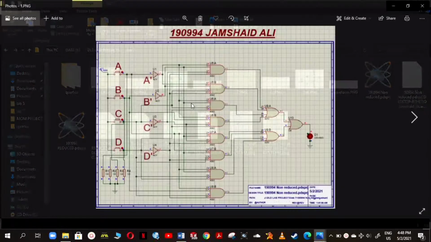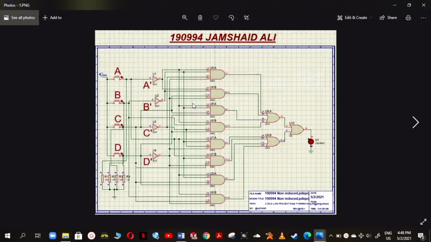So you can see here, this is the non-reduced form of our Boolean expressions which I got from the truth table. First of all, I drew all the buttons here, A, B and C, named them, and then I attached the NOT of all the buttons and named them A dash, B dash, C dash and D dash, meaning A complement, B complement, C complement and D complement.